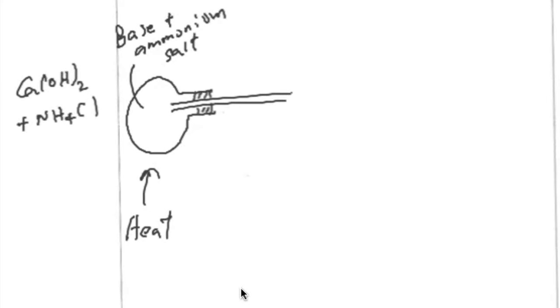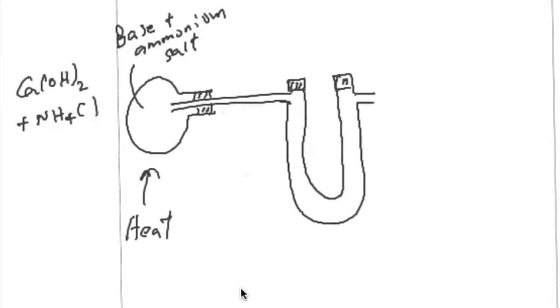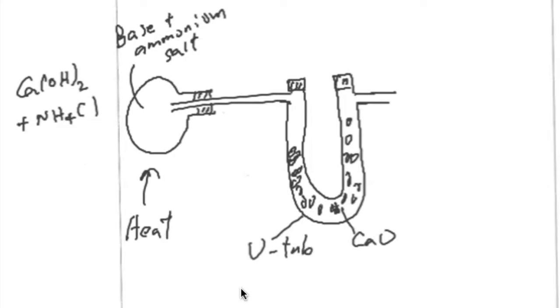And then here we're going to have a U-tube. You'll see why we call it a U-tube. It's actually shaped like a U. All right, so this is packed with calcium oxide, and that's our drying agent. This is the U-tube, literally. So the CaO is the drying agent.